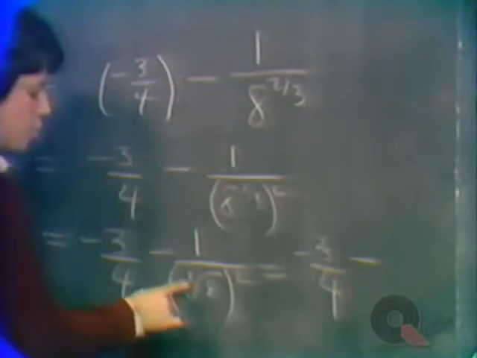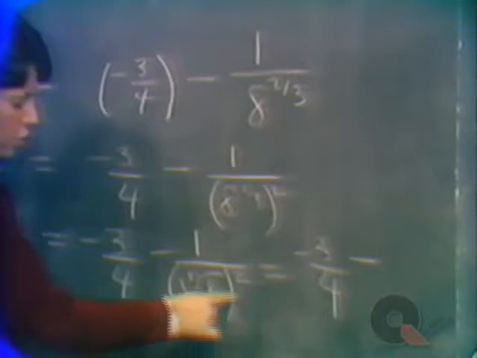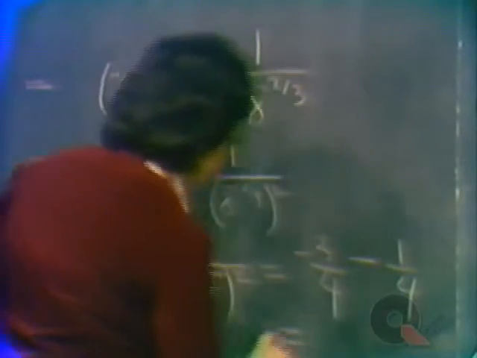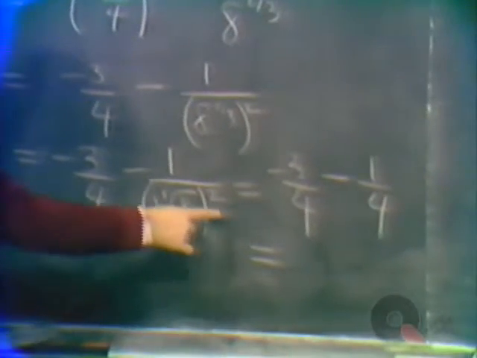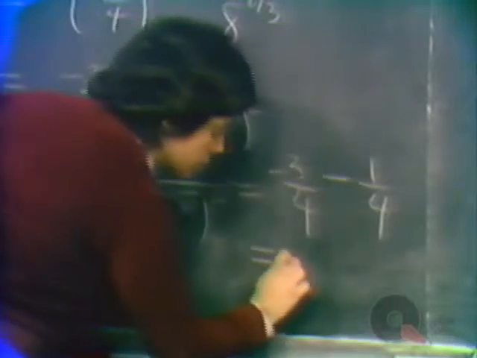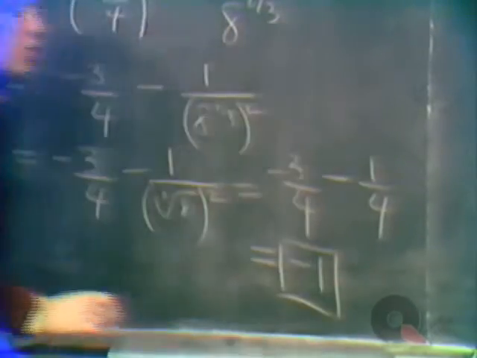minus, the cube root of 8 is 2. 2 squared is 4. So we have minus 1/4. The cube root of 8 is 2. 2 squared is 4. So minus 1/4 minus 3/4, that's minus 4/4, or minus 1.